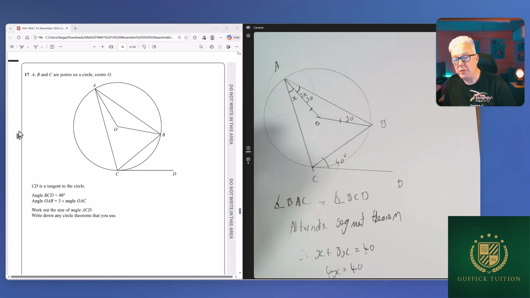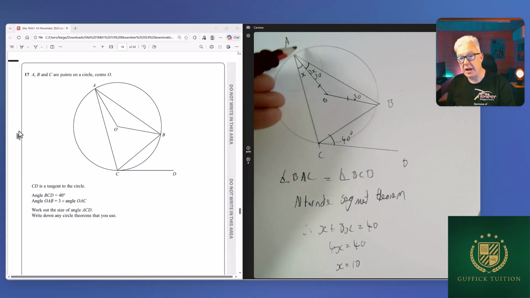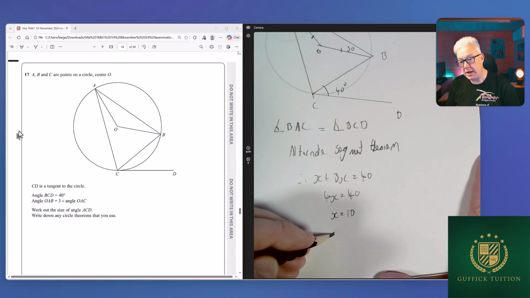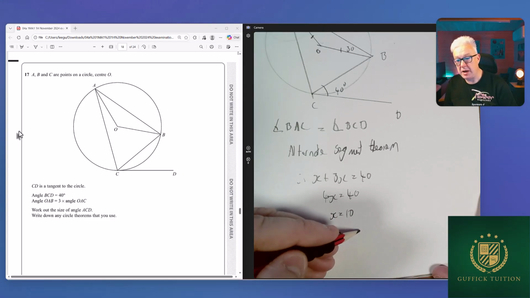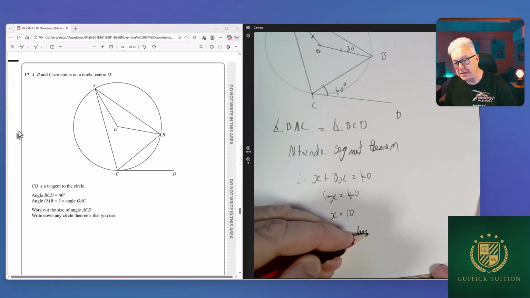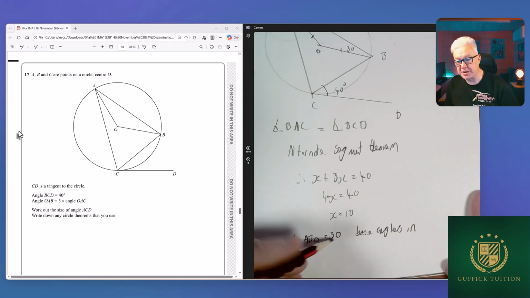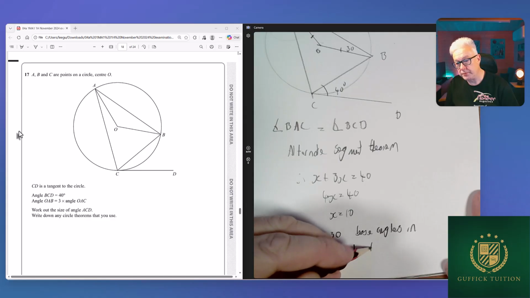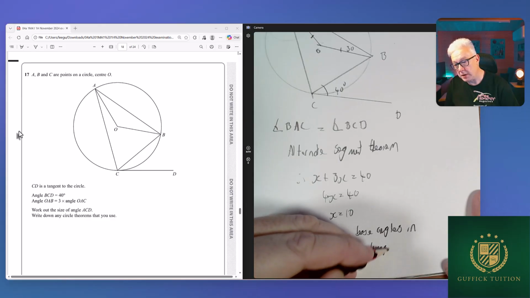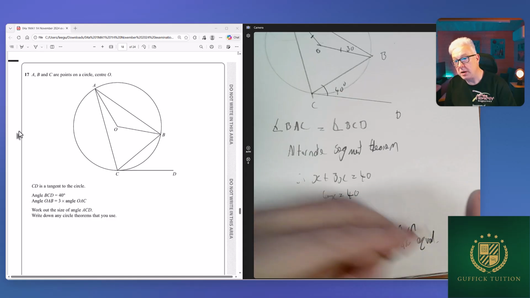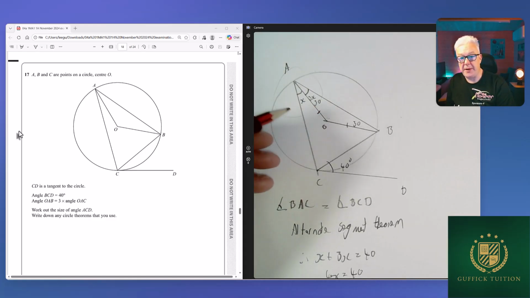Now, what we've used here is, so we can say angle ABO equals 30 degrees, and we can say that base angles in an isosceles triangle are equal. Okay, so we know that that is 30 there.